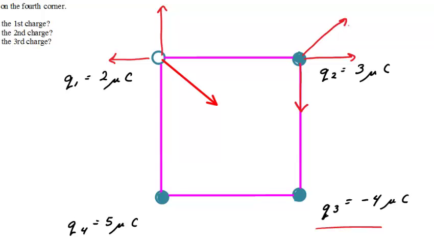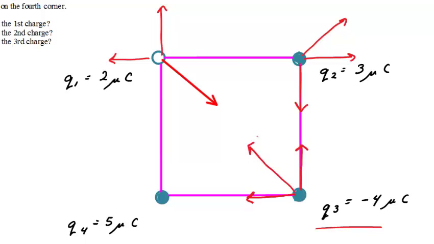Looking at the charges on Q3, we have the charge between Q3 and Q2, attractive. So Q2 is going to pull on charge Q3 in that direction. Charge between Q4 and Q3, they're opposite charges, so again it's an attraction. So Q4 is going to pull on Q3 in that direction. And then of course the charge between Q1 and Q3, they're opposite, so they're attractive. So Q1 pulls on Q3 in that direction.